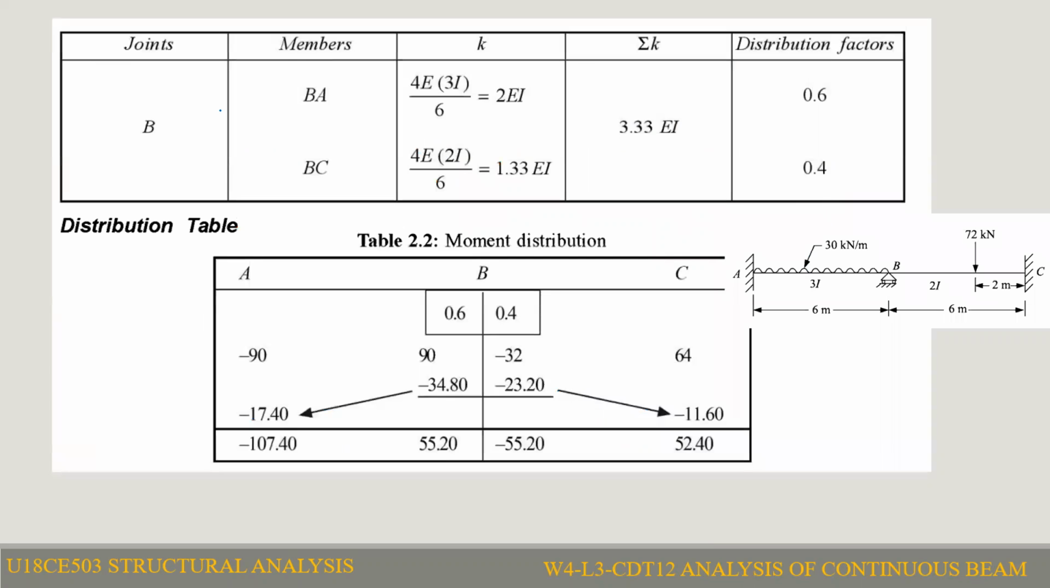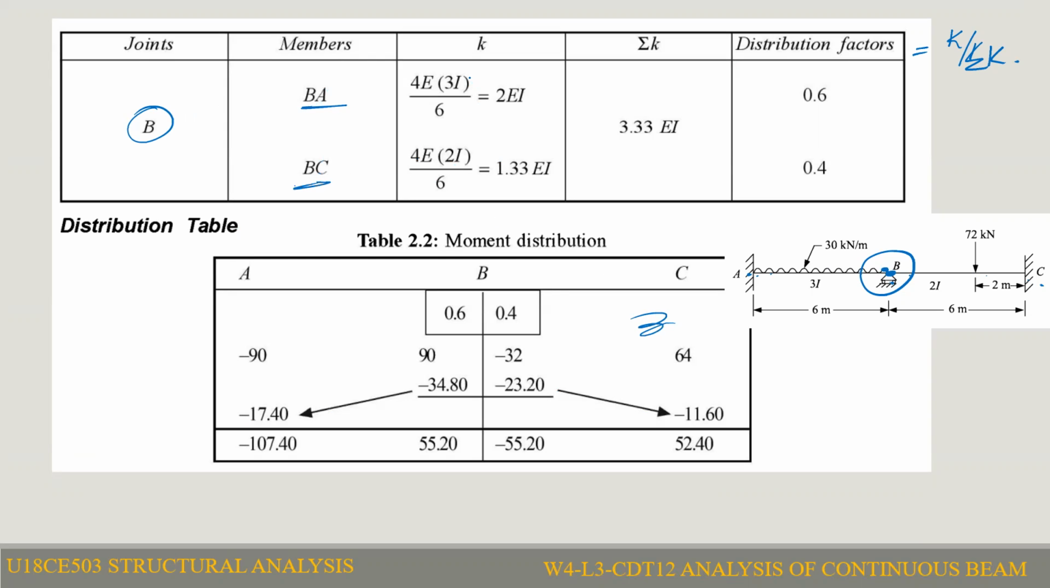After that, in step 2, we have to calculate the distribution factor. We know the distribution factor is member stiffness by joint stiffness. So we need to identify how many joints. We have joint B, joint A, and joint C. But at joint A, only one member is meeting, and at joint C, only one member is meeting. So we have to calculate the distribution factor for joint B, for BA as well as BC. At joint B, we have to calculate the member stiffness of BA and BC.